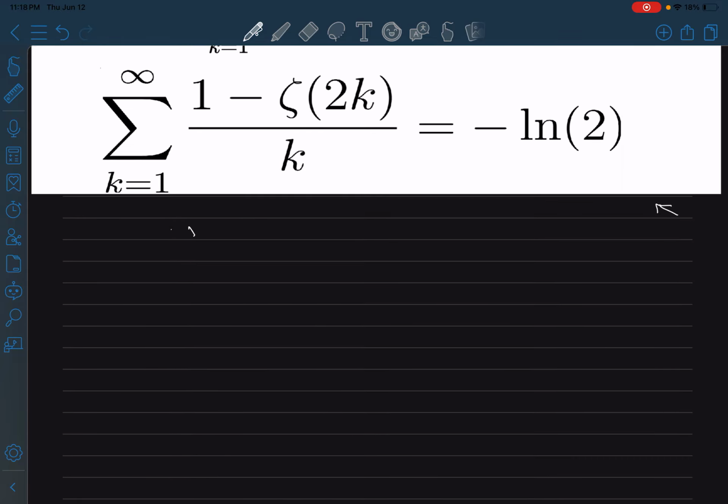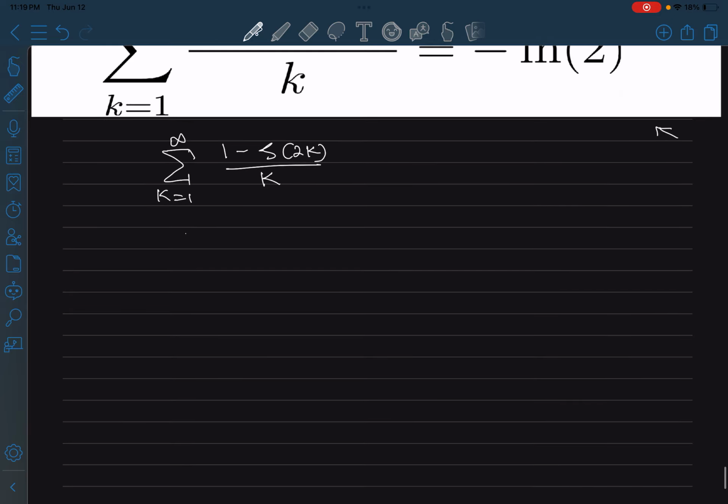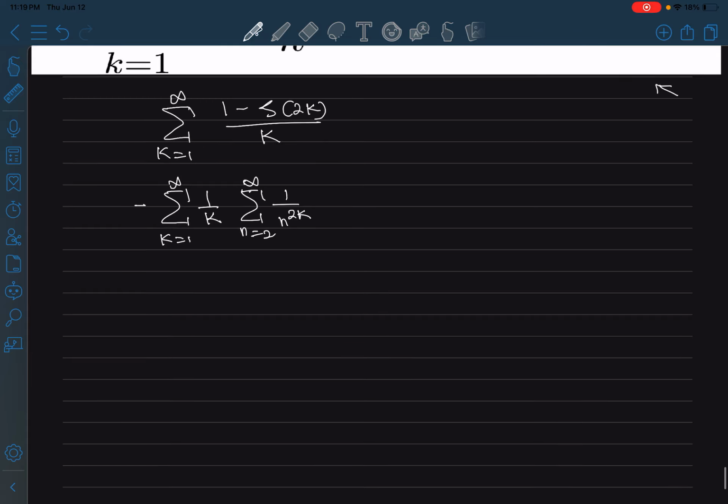We have the sum from k equals 1 to infinity of (1 minus zeta of 2k) by k, right? I can write this as the sum from k equals 1 to infinity of 1 by k. Now I can write 1 minus zeta of 2k as the sum from n equals 2 to infinity, because the first term in the zeta will be cancelled by 1 and then all of them will have negative signs, so I just write a negative sign over here. In it I will have 1 by n to the power 2k, right? So I'm just invoking the definition of the zeta function.